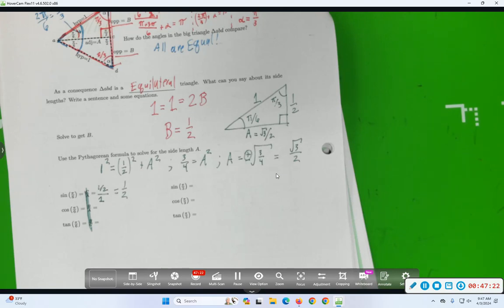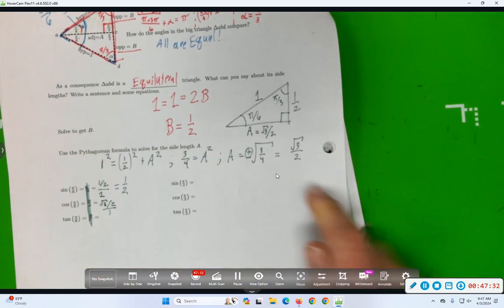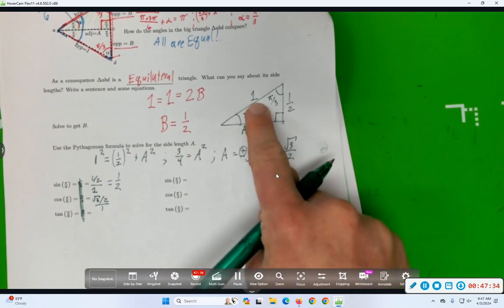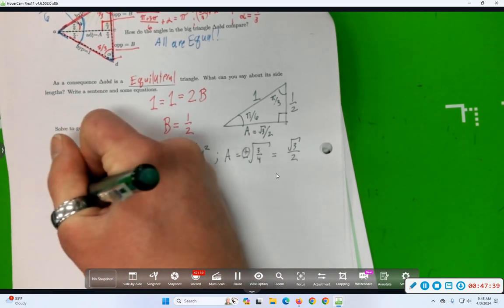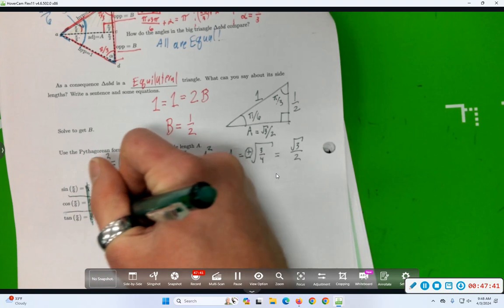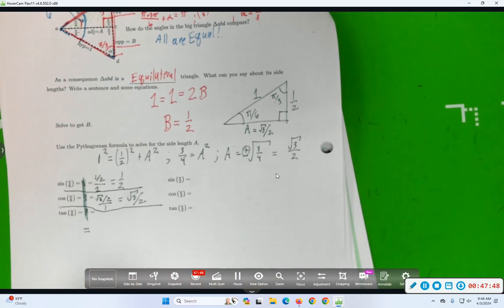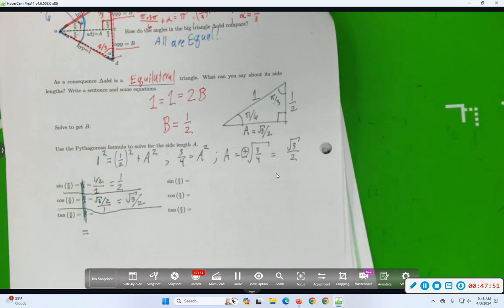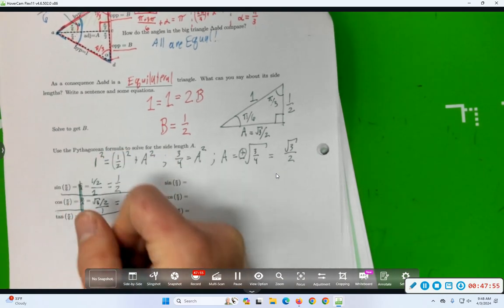Which would be the root 3 over 2 over 1. Yeah. So root 3 over 2. So it is adjacent over hypotenuse, also known as just root 3 over 2. How about tangent? Sine over cosine, so 1/2 over root 3 over 2. Cool. It'll be opposite over adjacent. You said sine over cosine, which is the same.